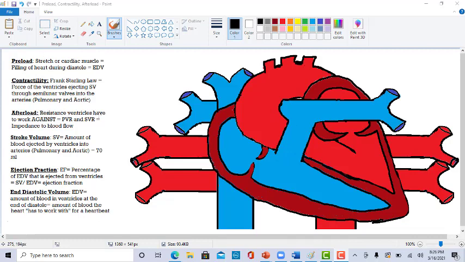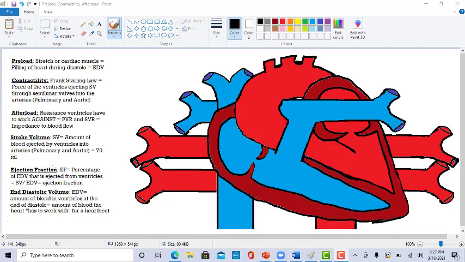Afterload is the resistance the ventricles have to work against. So that's your pulmonary vascular resistance and your systemic vascular resistance. You could think of it almost like an impedance to blood flow. Afterload is a bad thing. Stroke volume, abbreviated SV, is the amount of blood ejected by the ventricles into the arteries, both the pulmonary and the aortic. The average for that is around 70 mils.